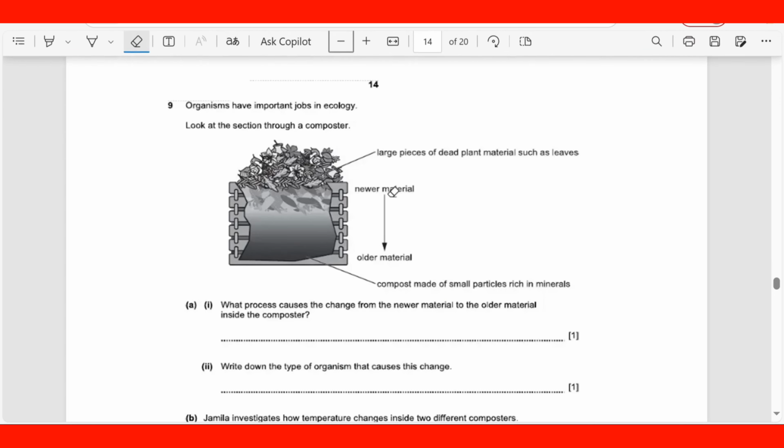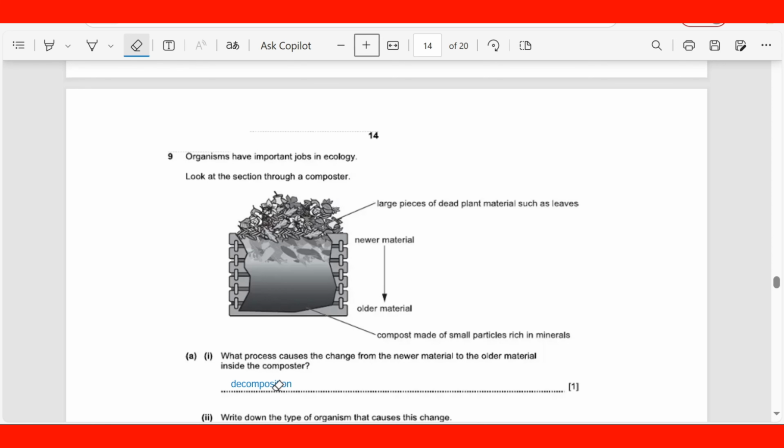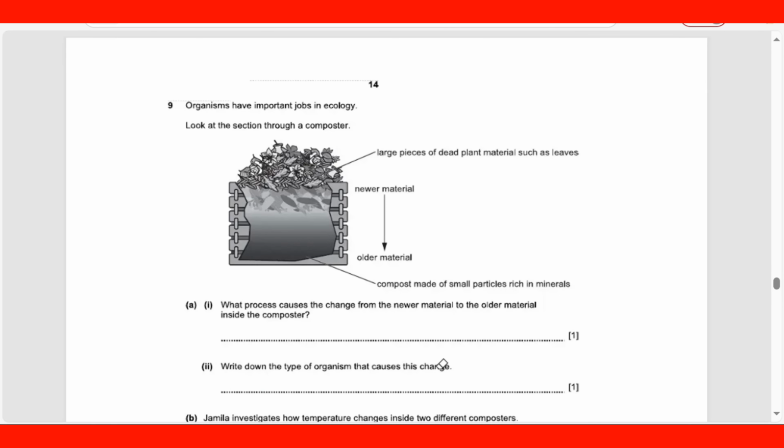Let's move on. So number 9, organisms have important jobs in ecology. Look at the section through a composter here. Larger pieces of plant material such as leaves are newer material here, and older material is here. Compost is made of small particles rich in minerals. Alright, 9a part 1: what process causes the change from the newer material to the older material inside the composter? Okay, let's check out the answer, guys. So it's decomposition. Next, let's move on. Question 9a part 2: write down the type of organism that causes this change.